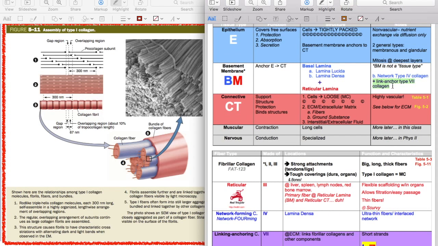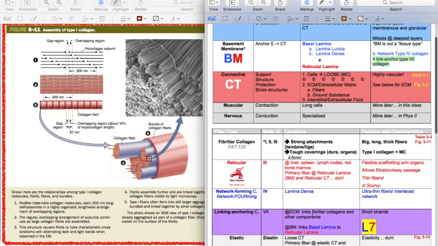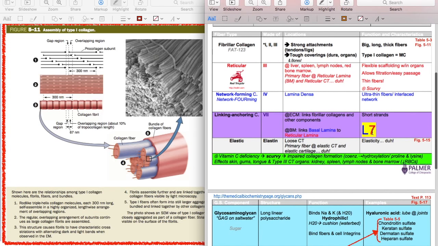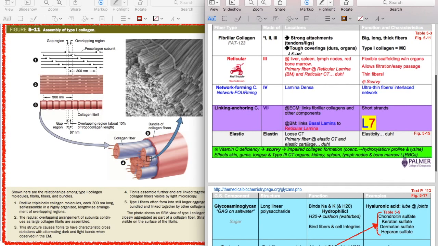This is what we're getting into, this linking anchoring type 7 collagen, L7, right? Where is it found? It's in the extracellular matrix, linking fibrillar collagens to other stuff. Linking and anchoring, it links fibrillar collagen to other stuff in the extracellular matrix. I suppose that makes sense, if it's linking, anchoring, it links stuff together within the ECM. Okay, that just makes sense.